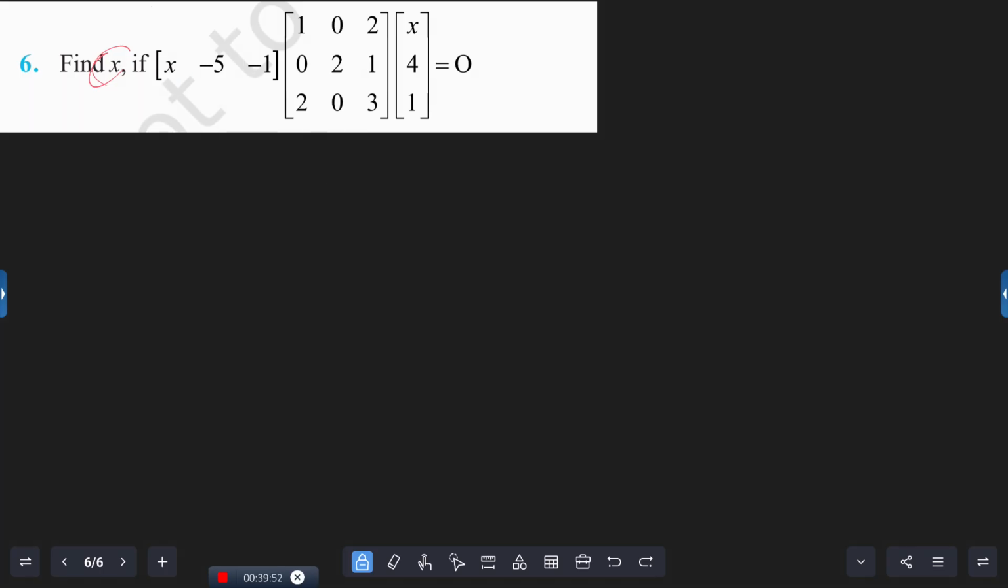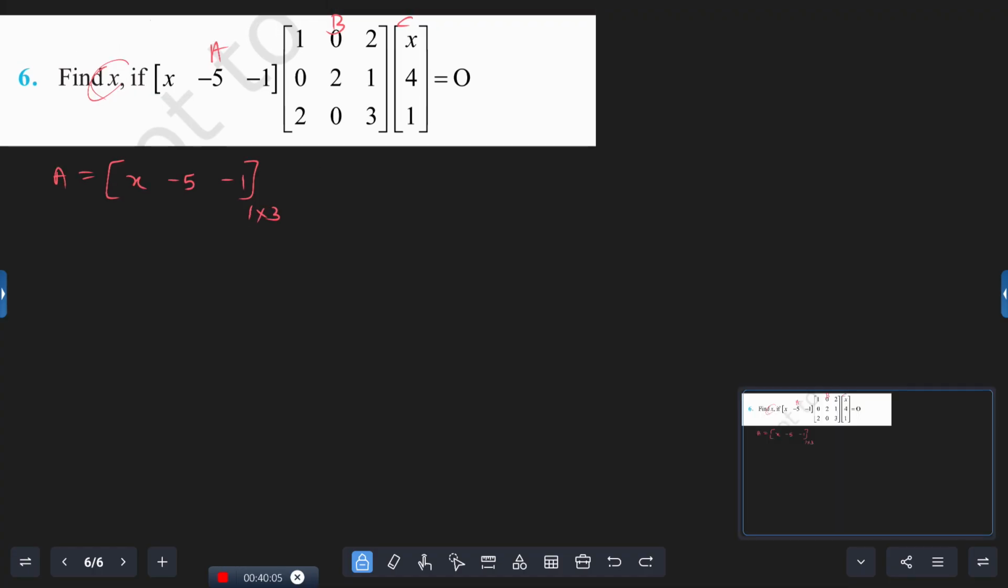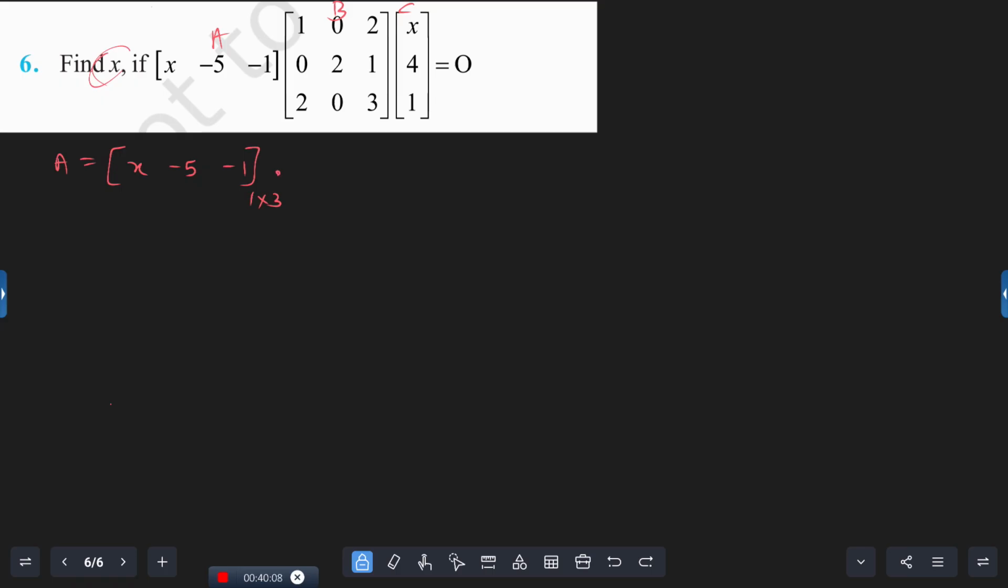First I'm taking this as A matrix, B matrix, C matrix. So that A is equal to x minus 5 minus 1, 1 row with 3 columns. B matrix also, Raja? B matrix is a square matrix 1 0 2, 0 2 1, 2 1 3. This is a square matrix of order 3 by 3, and C matrix is a column matrix x 4 1. There are 3 rows and 1 column.